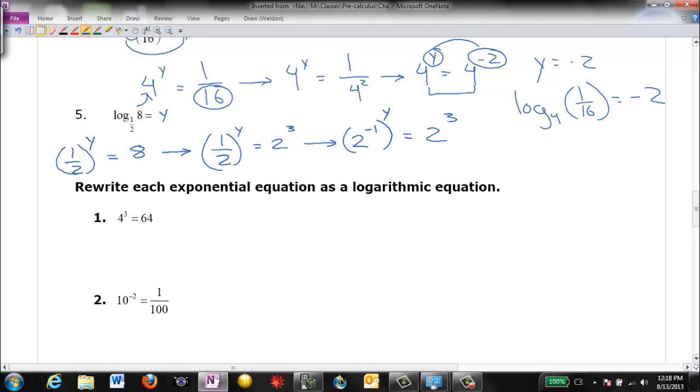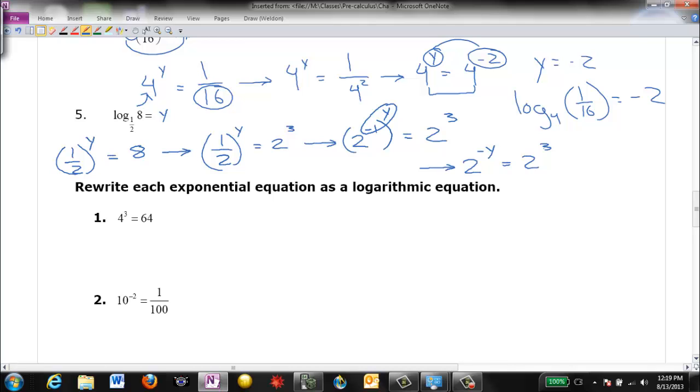Okay. Now notice what we have going on here in this expression. I have this negative 1 and this y. That's a power raised to a power. And if you remember back in Algebra 2, when we take a power raised to a power, we multiply those exponents together. So what I have now is 2 to the negative y equals 2 to the third.